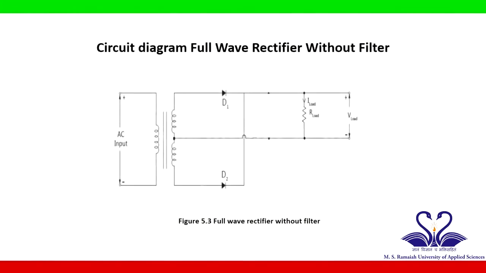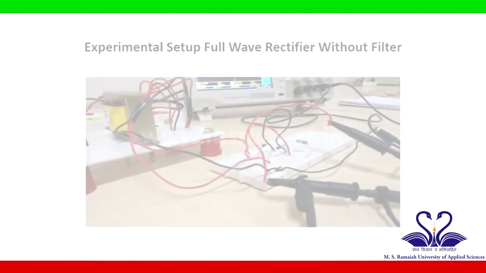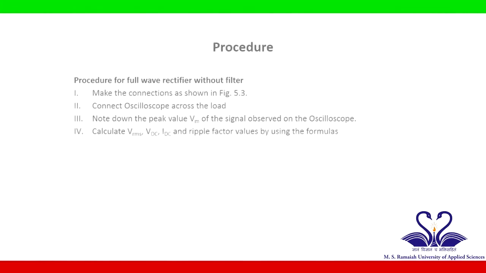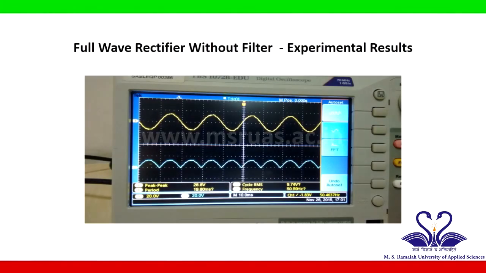Figure shows the circuit diagram of a full wave rectifier without filter. Experimental setup is made as per the circuit diagram. Input signal is provided by a step-down transformer. Connect the probes of an oscilloscope across the load resistor to see the output waveform and across the transformer to see the input. Note down the peak value of the output waveform for further calculations. It shows the experimental result of the full wave rectifier without filter.